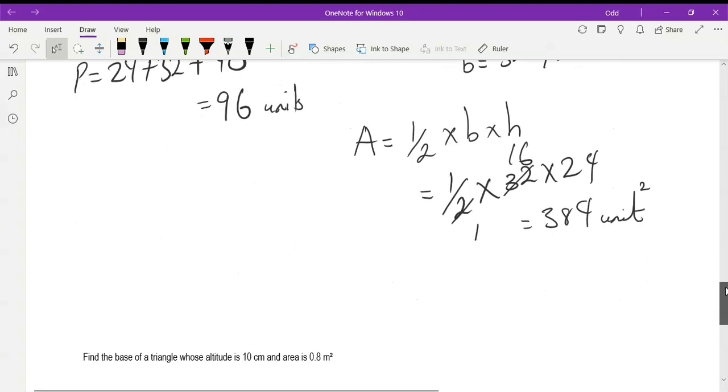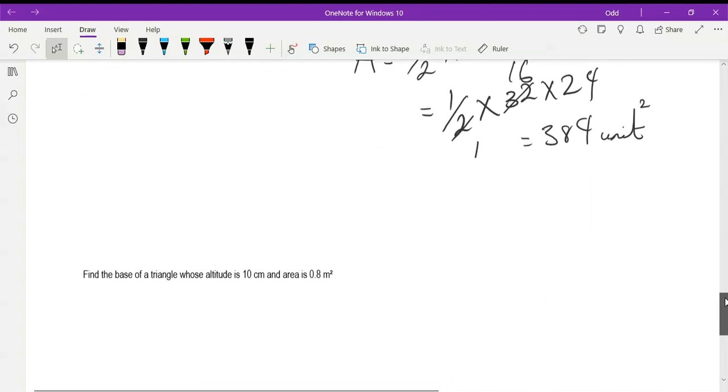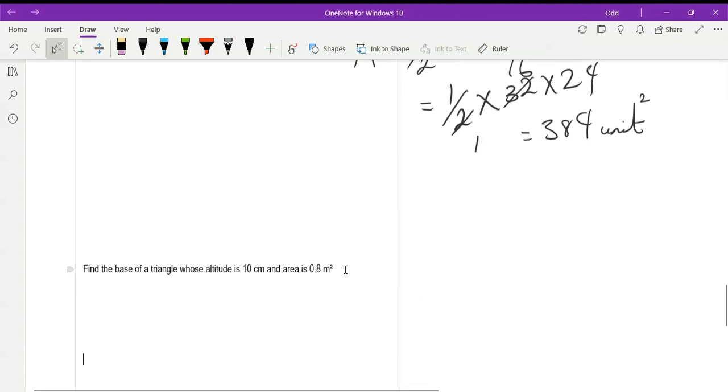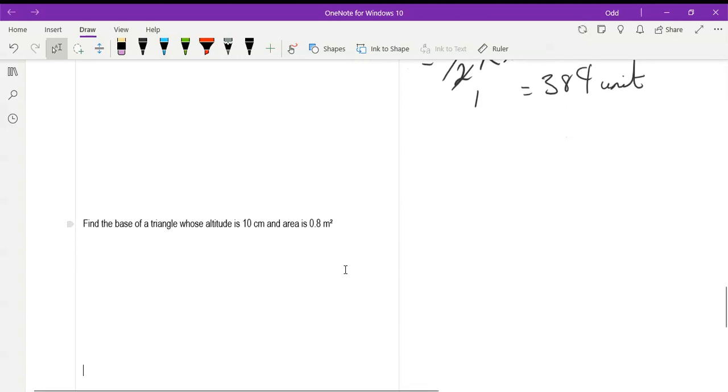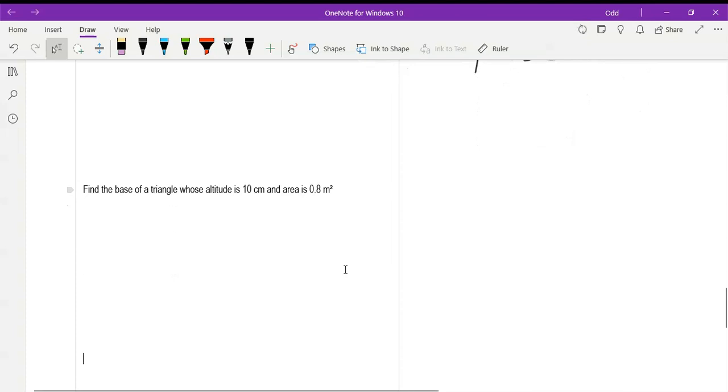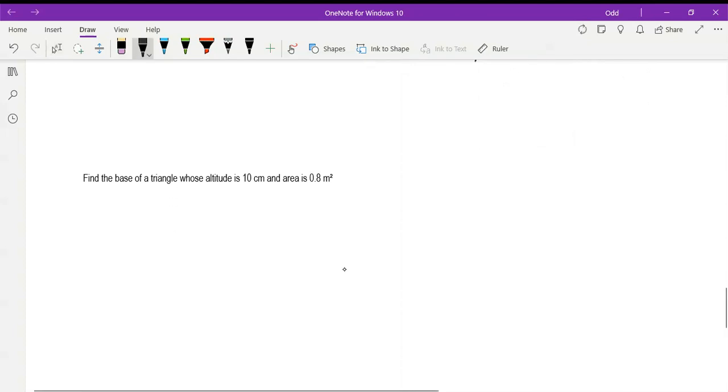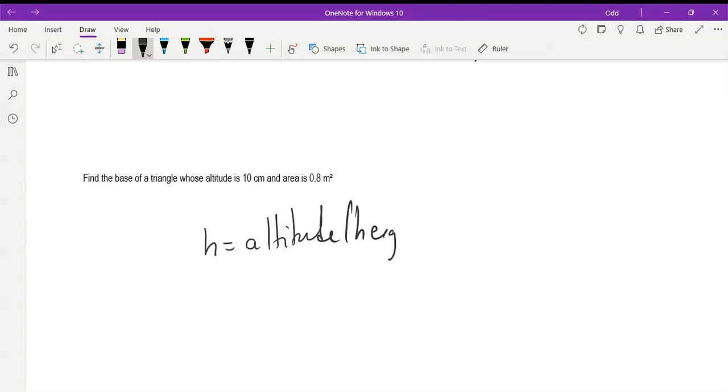I think there's a last question somewhere. Now find the base of a triangle whose altitude is 10 centimeters, area is 0.8 meters squared. So this is a kind of trick, smart-ish question. First of all, the altitude is the same thing as height, which is 10 centimeters. However, they gave us the area in 0.8 meters squared.